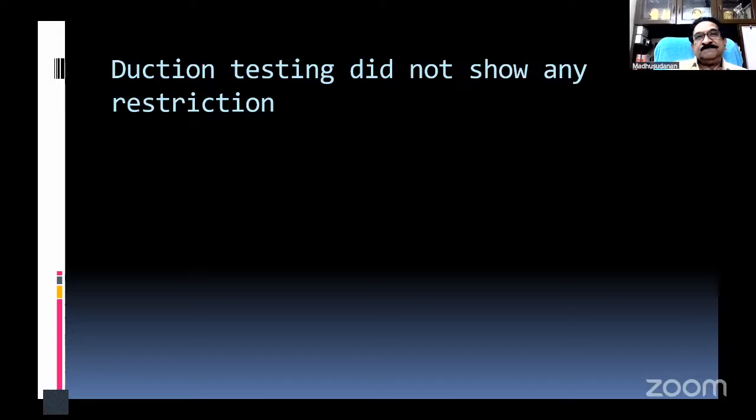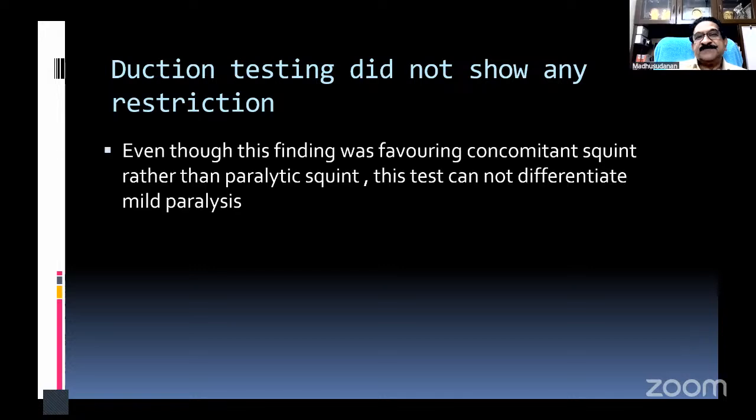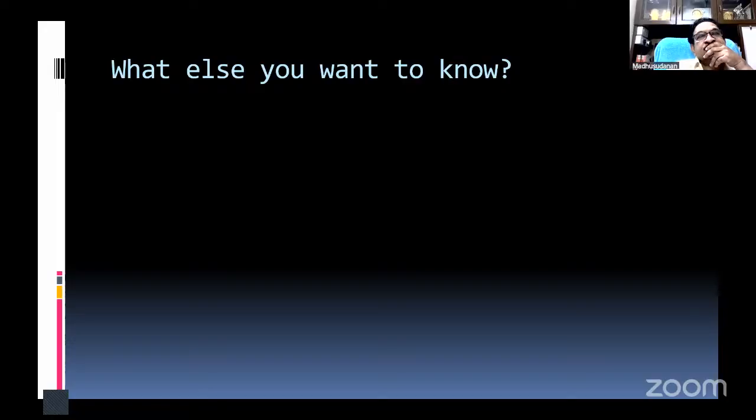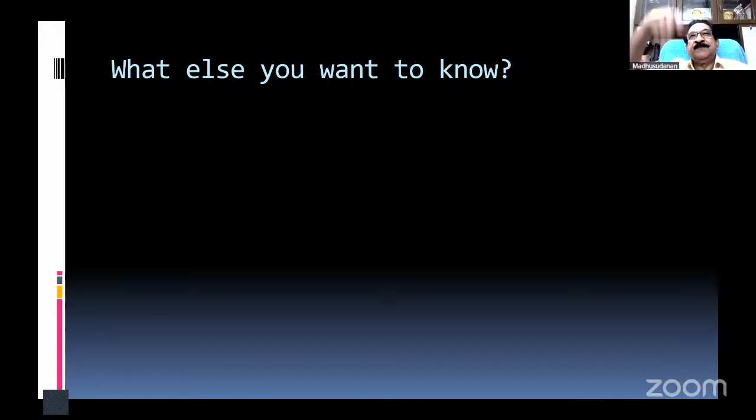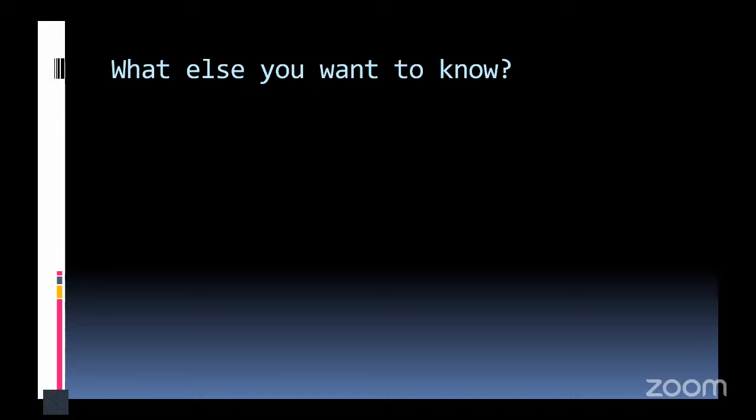Now what will you do? Even though this finding favored concomitant squint rather than paralytic squint, this test cannot differentiate mild paralysis. Other tests for fatigability? Other muscles were normal. In fact, there was no complaint on looking up; the complaint was only on looking to the right side. Ice pack test? Yeah, that you can do.